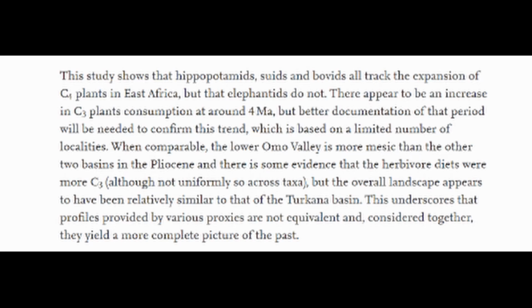There appears to be an increase in C3 plant consumption at around 4 million years ago, but better documentation of that period will be needed to confirm this trend, which is based on a limited number of localities. When comparable, the Lower Omo Valley is more mesic than the other two basins in the Miocene, and there is some evidence that the herbivore diets were more C3, but the overall landscape appears to have been relatively similar to that of the Turkana Basin. This underscores that profiles provided by various proxies are not equivalent, and considered together they yield a more complete picture of the past. So that's a very interesting paper.